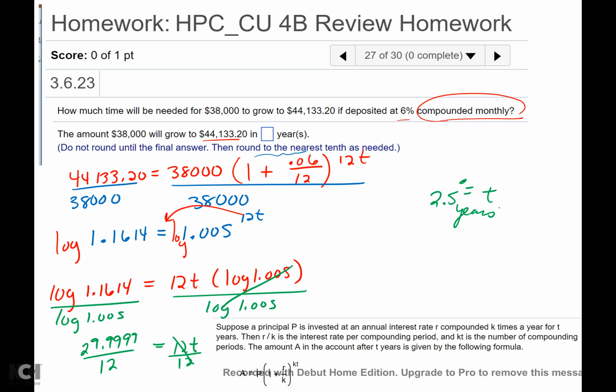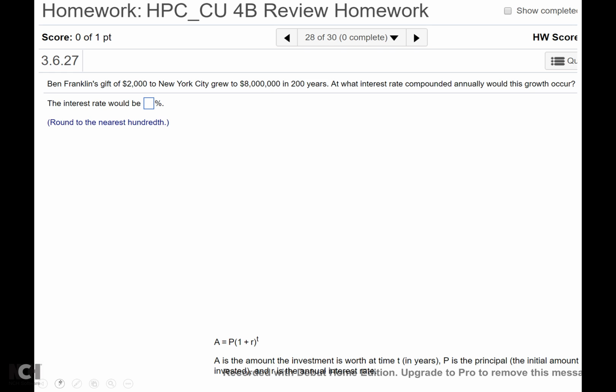Alright, it says Ben Franklin's gift of $2,000 to New York City grew to $8 million in 200 years. At what interest rate compounded annually? Since it's annually, we just need a PERT. So we have the amount that it wants to grow to, which is 8 million. My initial amount was the $2,000 gift. 1 plus my rate is what I'm looking for, and the time was 200 years.